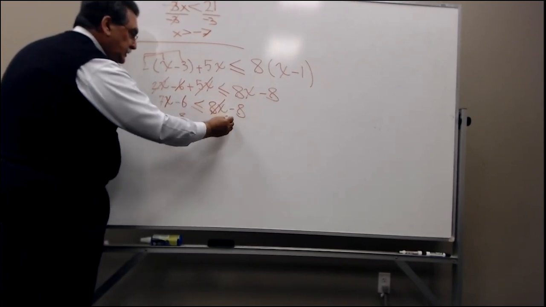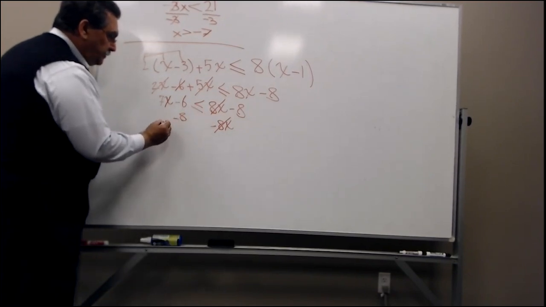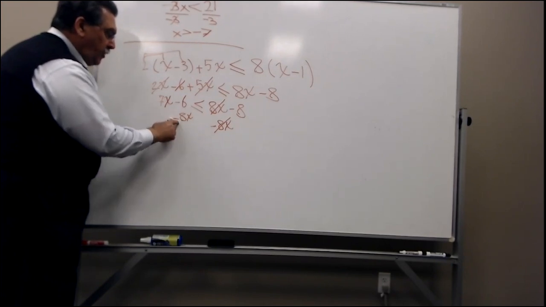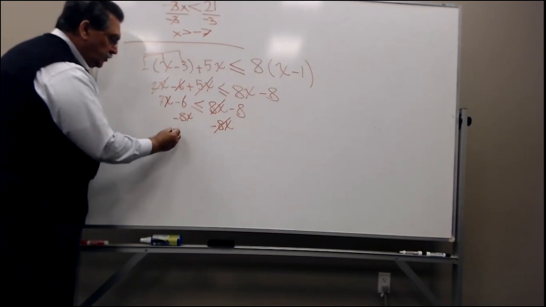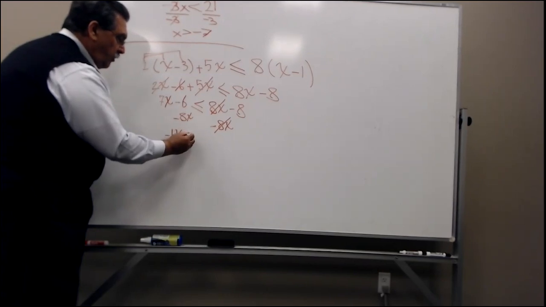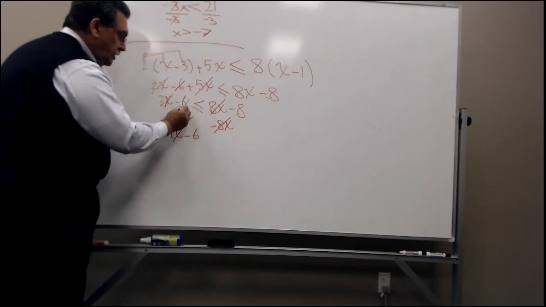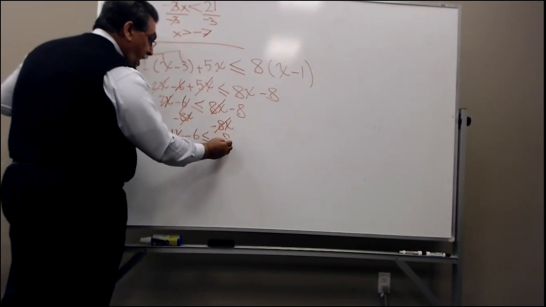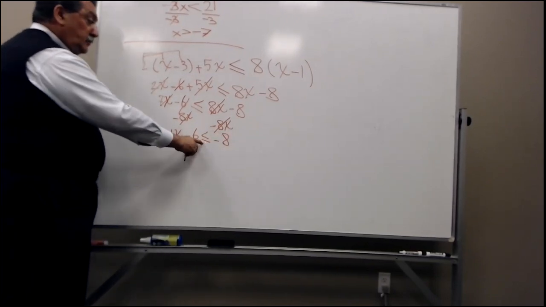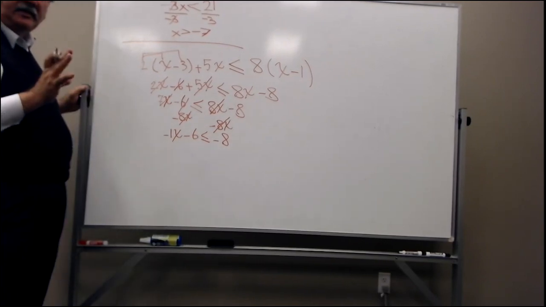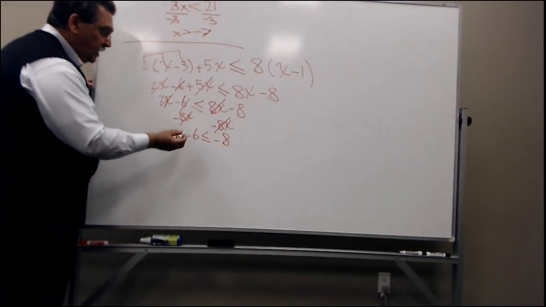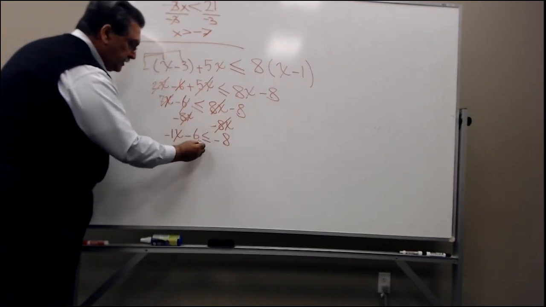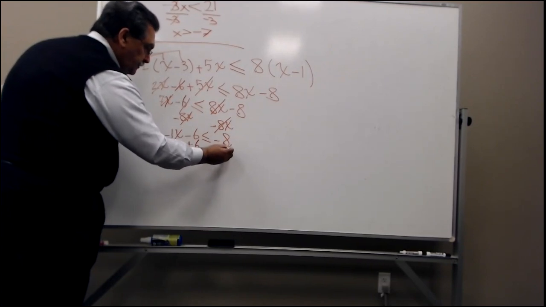So these two cancel. So I have 7x minus 8x, get minus x, minus 6, less than or equal to minus 8. I didn't change this direction because I didn't multiply or divide. Now I want to take this number over there, so I add plus 6 to both sides.